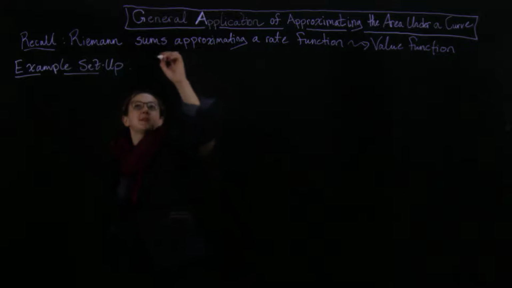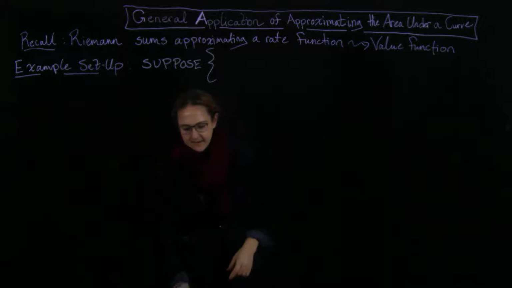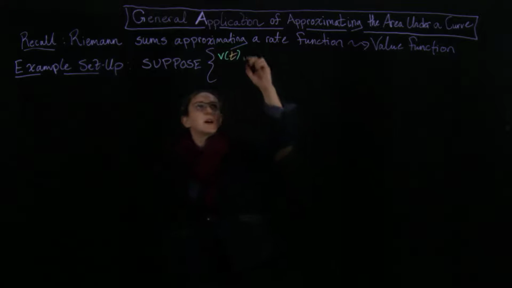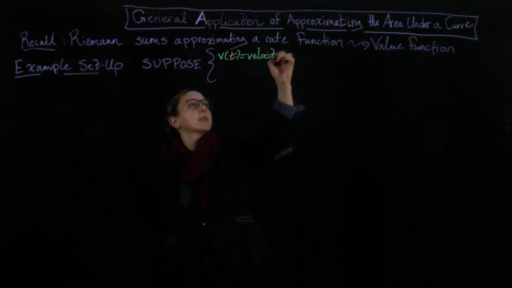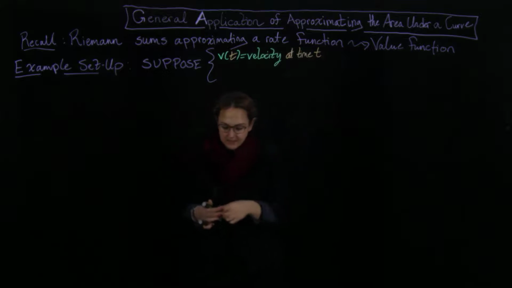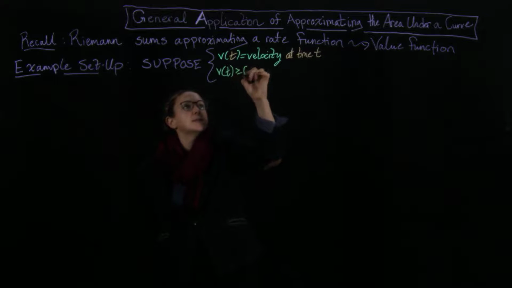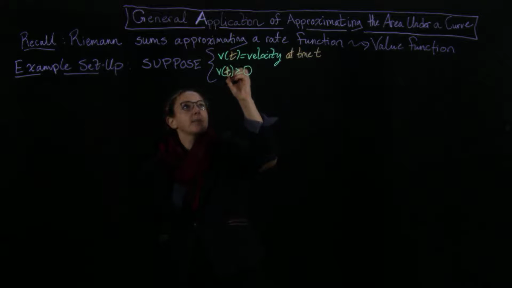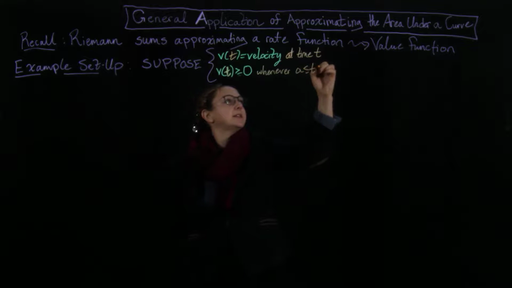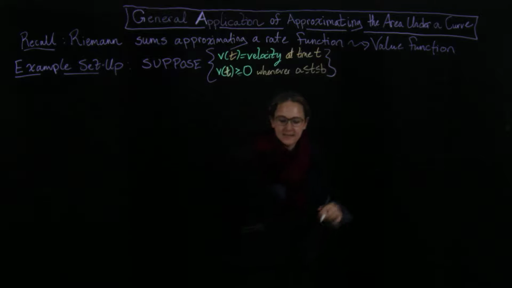Suppose that we have that v of t is going to equal the velocity at time t, and we also know that v of t is always greater than or equal to 0 whenever a is less than or equal to t is less than or equal to b, i.e. in that interval.